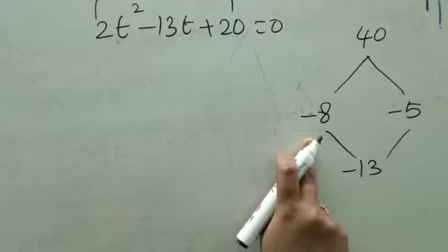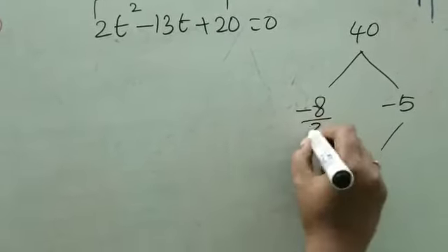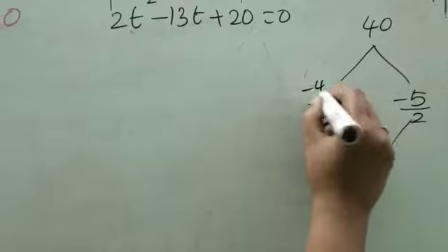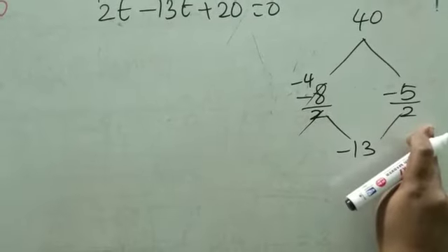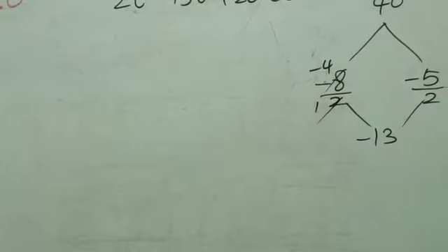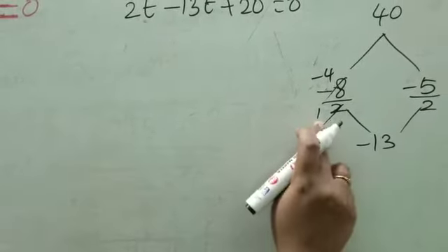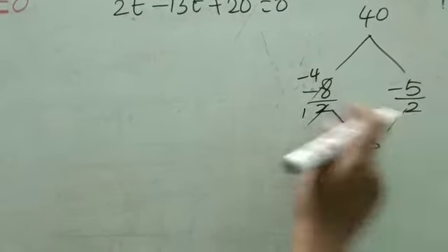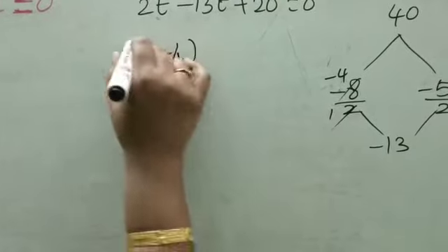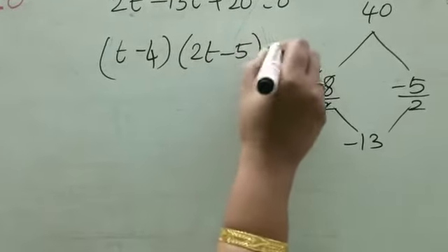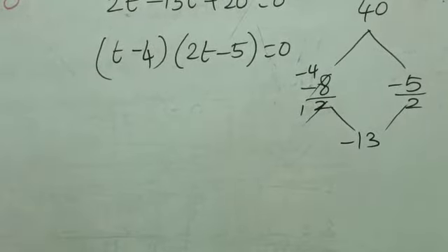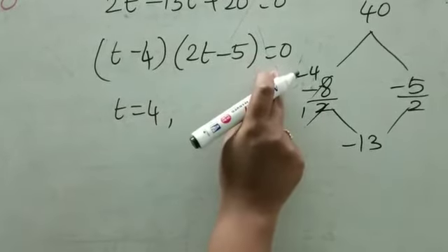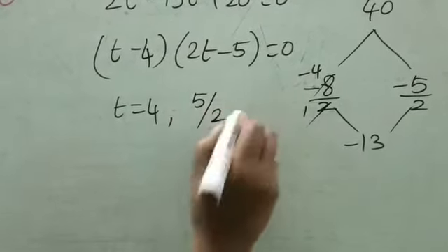In this equation, the coefficient of t² is 2, therefore divide by 2. Cancel by 2 table, I get minus 4. Minus 5 by 2, I cannot cancel, therefore leave it as it is. The denominator is 1. In the denominator, you multiply by t, you get t minus 4 is one of the factors. Next, 2t minus 5 is the second factor. Therefore, the first factor is t minus 4 and the second factor is 2t minus 5, equal to 0. Equating both factors to 0, t minus 4 equal to 0, we get t equal to 4. 2t minus 5 equal to 0, we get 5 by 2 as the value of t.